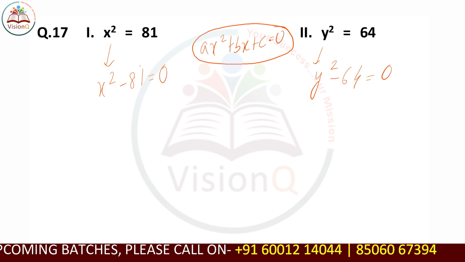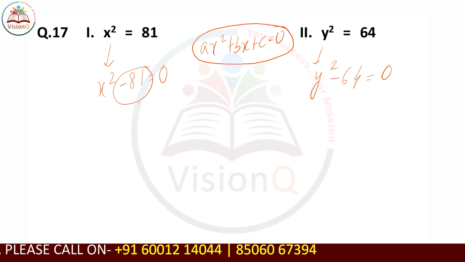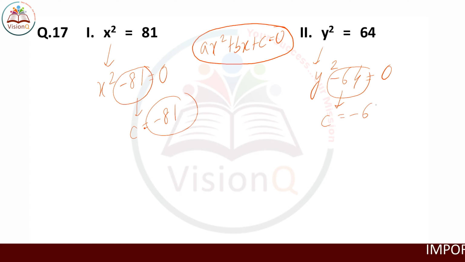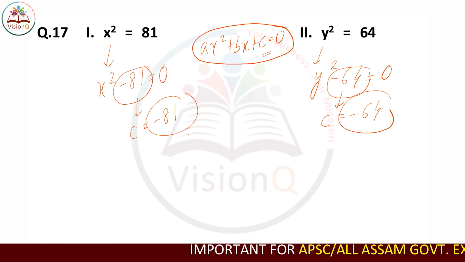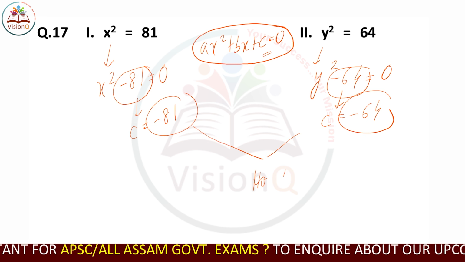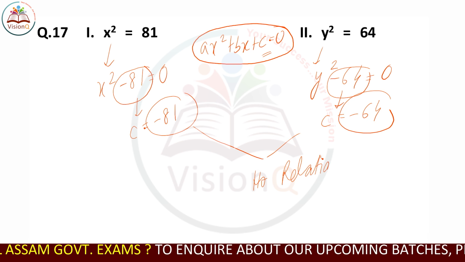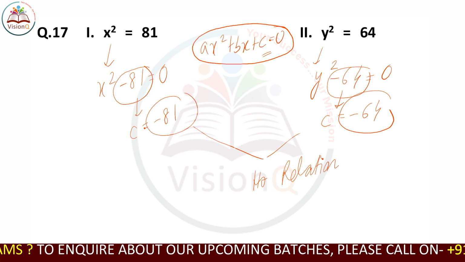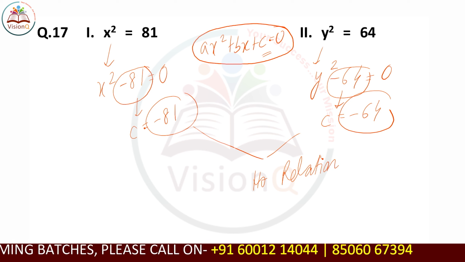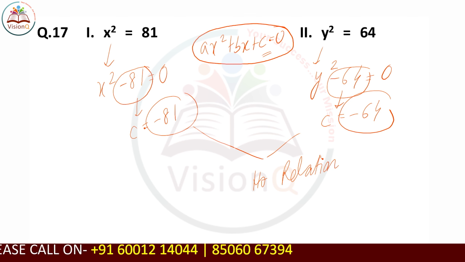Here c is negative, c is minus 81. And also here c is negative, c is minus 64. So if the value of c is negative in both the equations, the answer is always no relation. Always. You don't need to find out the values of x and y to give the answer no relation. You can give the answer just by seeing the signs of c only. So since c is negative in both the equations, the answer will be no relation, which is option number E.